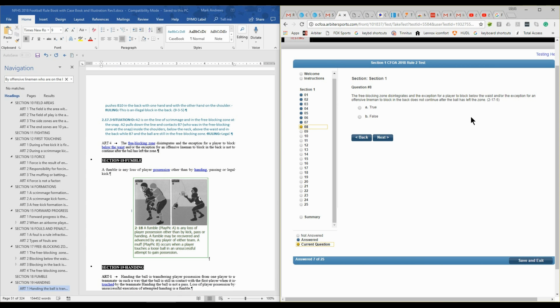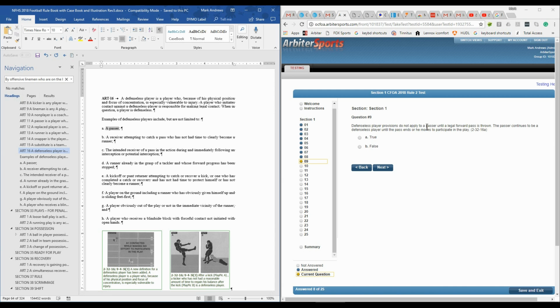Question 8. The free blocking zone disintegrates, and the exception for a player to block below the waist and/or the exception for an offensive lineman to block in the back does not continue after the ball has left the zone. 217-5, that's not right. It's 217-4. The free blocking zone disintegrates, and the exception for a player to block below the waist and/or the exception for an offensive lineman to block in the back is not to continue after the ball has left the zone. All right, that's true. Moving on.